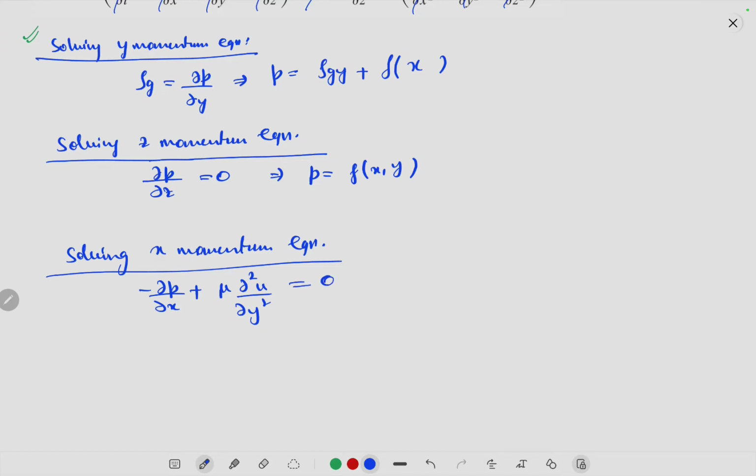So what can I infer from this equation? Think about it.